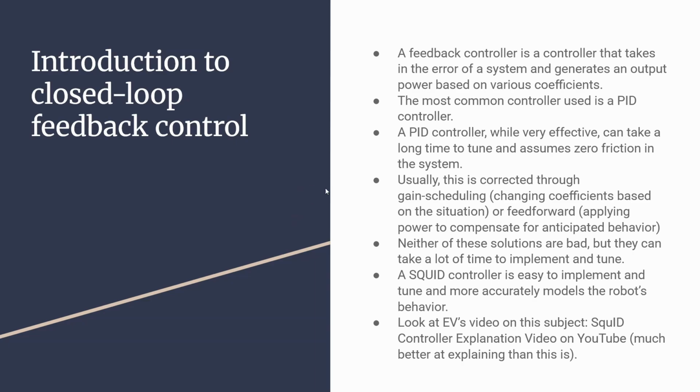And so one of the solutions to this, it's not the end-all be-all solution, and it probably isn't the fastest either, because you can argue that the derivative term of a PID controller will break it faster, but a SQUID controller is much easier to implement and tune and more accurately models your robot's behavior.